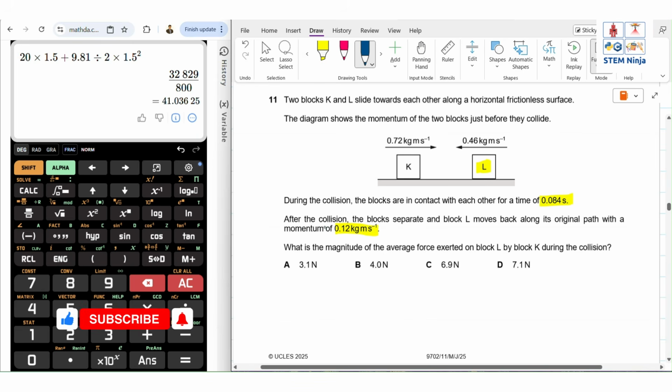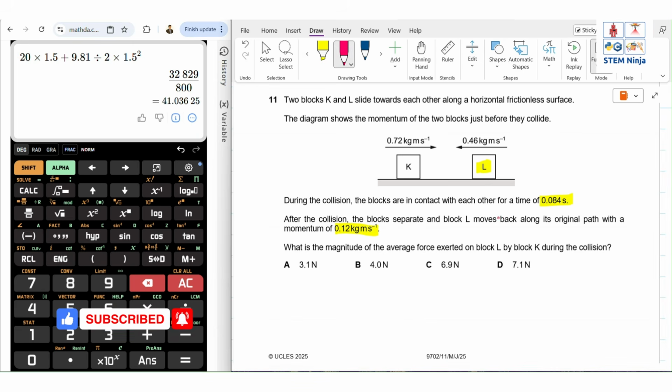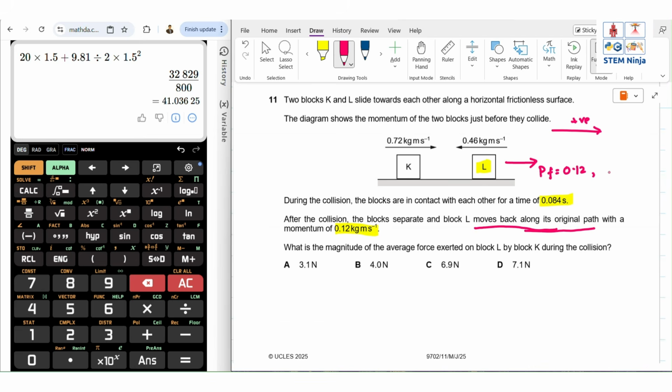Now, a common mistake over here is where students misunderstand the words moves back along its original path. It does not say moves back in its original direction. It says moves back along its original path. That means it's going in this direction. So if we take this direction to be positive, the final momentum p_f is 0.12, and p_initial we're going to take as negative because this was in the opposite direction, so minus 0.46.